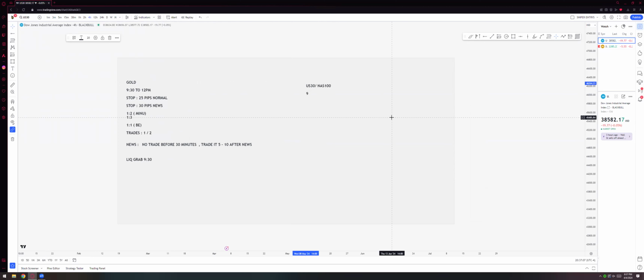We're gonna do the same thing, 9:30 a.m. to 2:30 p.m. Eastern time. That's the window that we can look for a setup. The stop loss on US 30 here, the stop is gonna be 40 pips on normal days, and 50 pips.